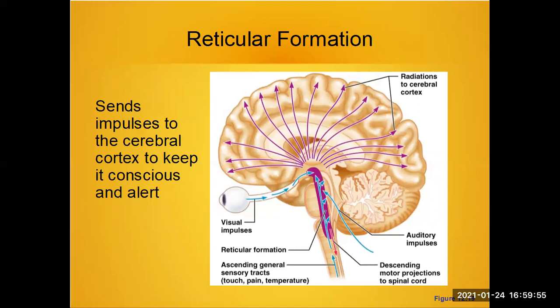Reticular formation sends impulses to the cerebral cortex to keep it conscious and alert.